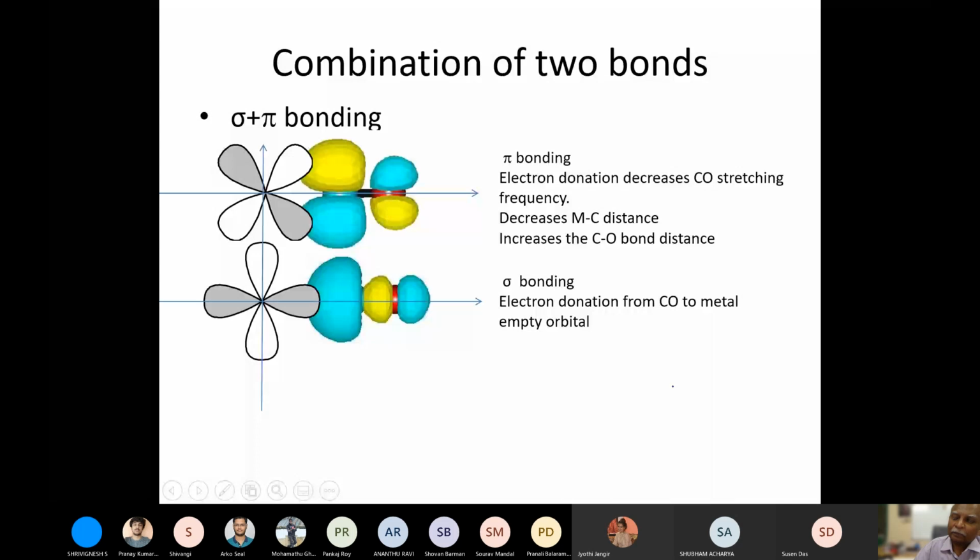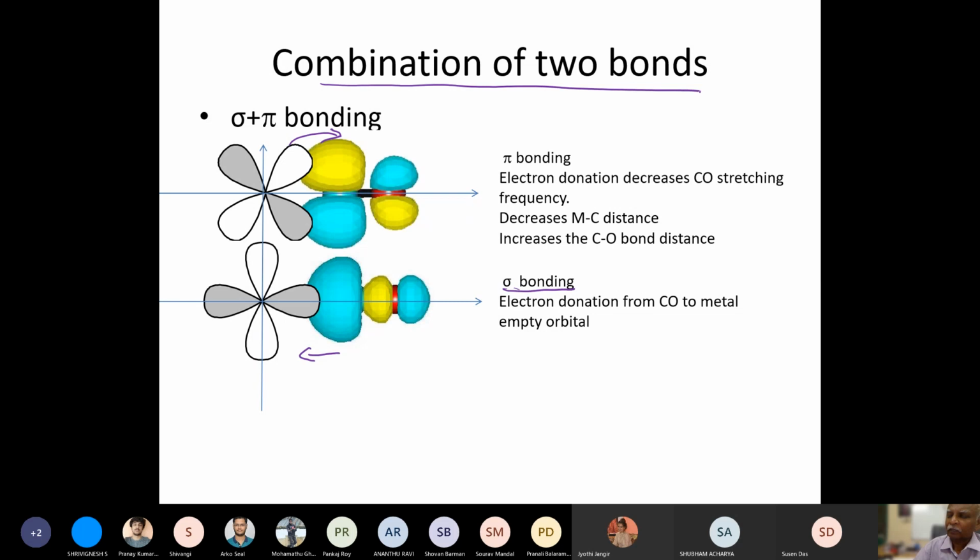And it's summarized in this picture, which gives you an idea of both the sigma bond and the pi bond. The sigma bond is where the carbon monoxide gives electron density into the metal, and the electron density flow is in this direction, whereas in the pi bond, the electron density flow is in the opposite direction. So it is a combination of two bonds. So there is pi bonding and there is sigma bonding.